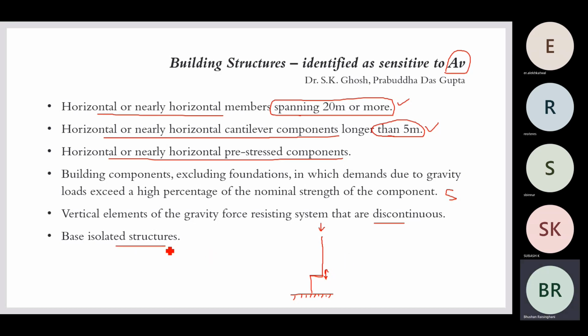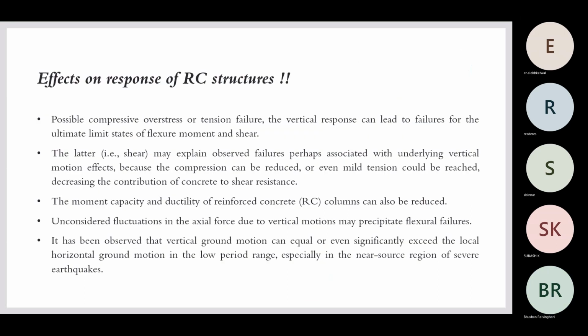For base isolated structures, it is compulsory to consider vertical earthquake because in the vertical direction, the absorption is not there. So the structure will undergo vertical vibration, even though the horizontal is not experienced. So for base isolated structures also, vertical acceleration has to be considered.